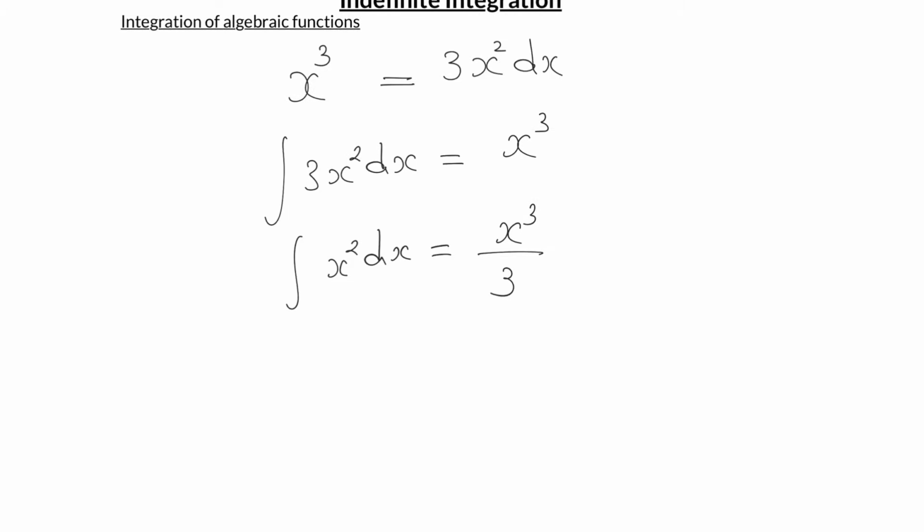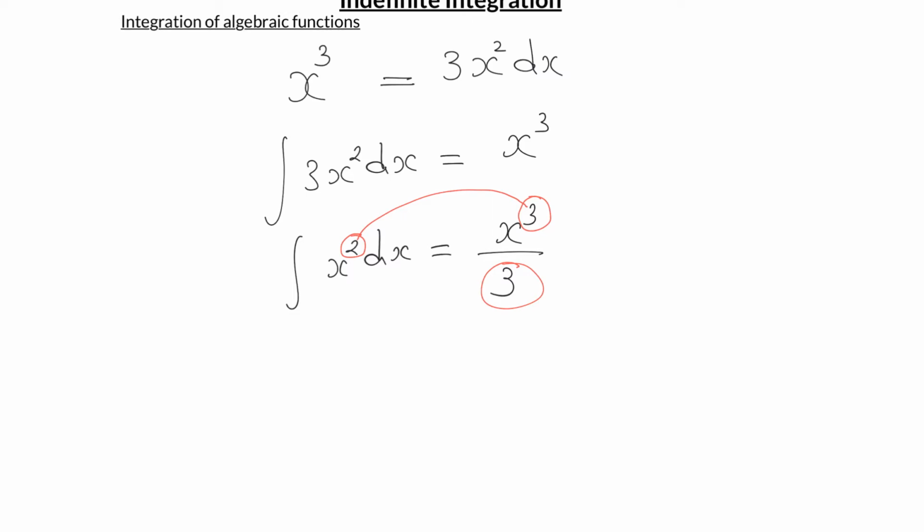Here you can clearly observe what changes are happening. It was x raised to 2, so it becomes x raised to 3. That means we are increasing its power by 1. So if it is in the form of x raised to n, we should write n plus 1, and divide by n plus 1.